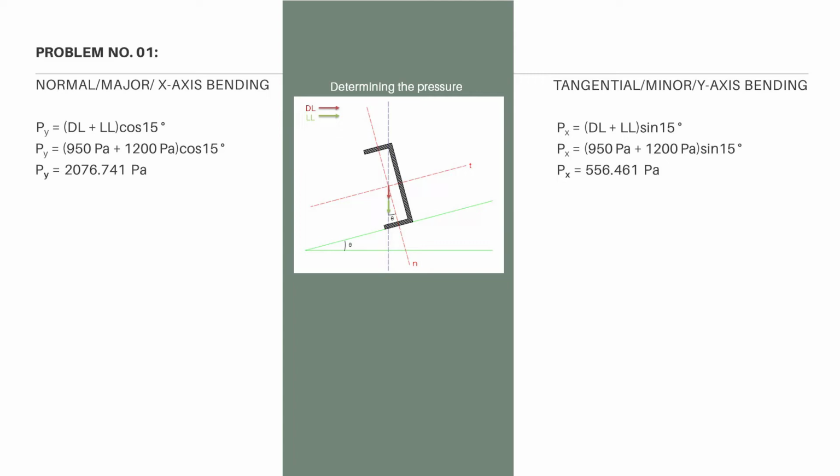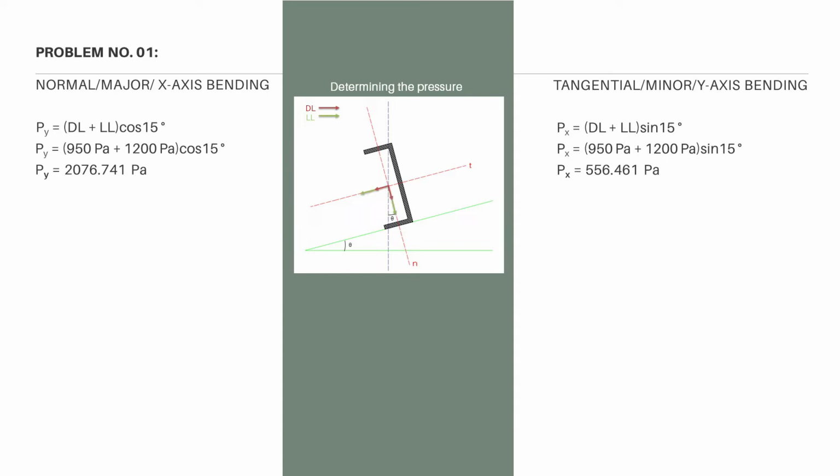Kapag mag-a-analyze tayo ng purlins, i-consider natin yung normal and tangential component in reference on roof surface. Kasi kung mapapansin natin sa problem din, nakaslope yung roof. So nakaslope din yung purlins. Kaya lang, yung dead load and live load na nag-a-act sa purlin ay downward. Kaya kailangan natin i-separate yon into component na nakaayon nga sa normal and tangential component ng roof surface.